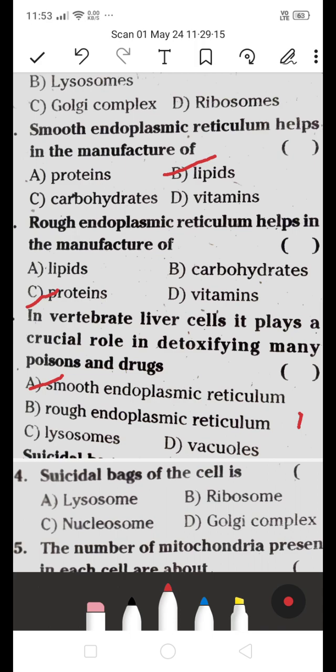Next one: suicidal bags of the cell is A, lysosome, B, ribosome, C, nucleosomes, or D, Golgi complex? Which is the right answer? The suicidal bags of the cell are lysosomes. This is the right answer.